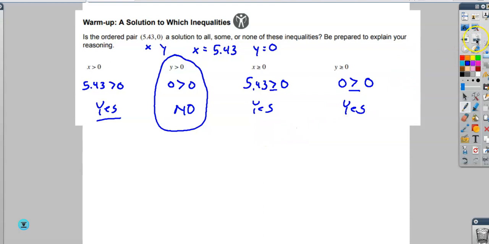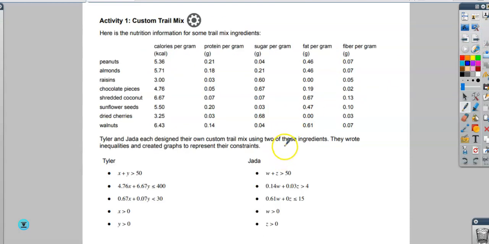All right, so turn your page to activity 1 at the top. We have this table of values, nutrition information. It gives us the calories per gram, the protein per gram, sugar per gram, fat per gram, fiber per gram. So everything is per gram of these different peanuts, almonds, raisins, chocolate pieces, shredded coconut, sunflower seeds, dried cherries, walnuts, all that. So Tyler and Jada each designed their own trail mix, and they're going to use two of these ingredients.